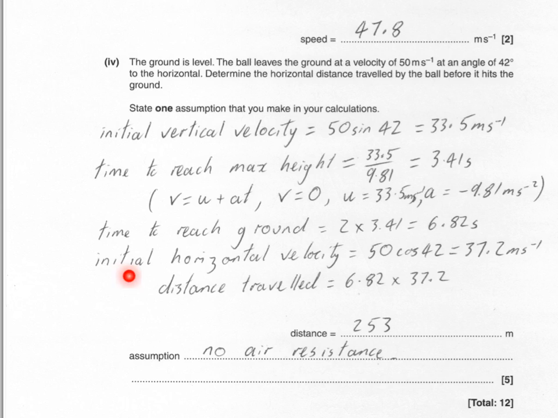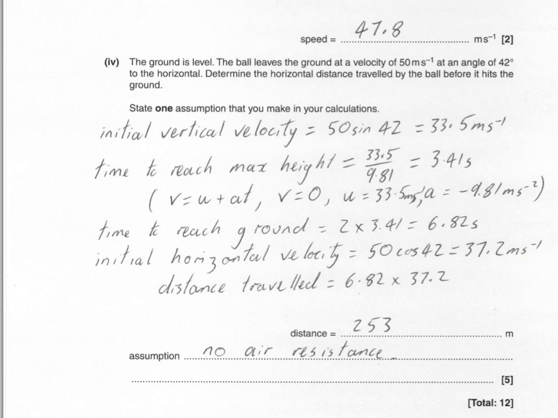And then we put that together with the initial horizontal velocity. We had sine for the vertical velocity, cos for the horizontal velocity. We've got the angle to the horizontal, so it definitely is cos for the initial horizontal. That's the 37.2. Just a little thought there, if you're trying to work out which is sine and which is cos: because you're less than 45 degrees, the cos is going to be bigger. If you imagine the component at 42 degrees to the horizontal, you would expect the horizontal component to be larger than the vertical component while we are below that 45 degrees.